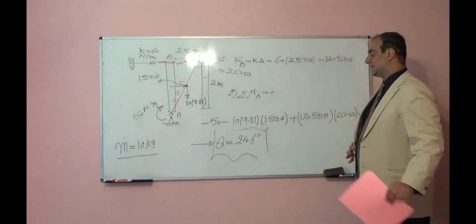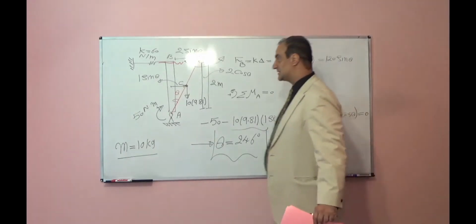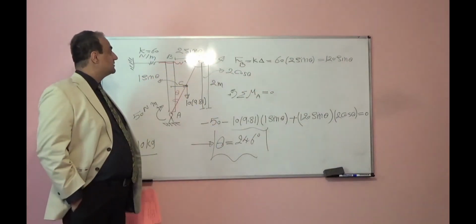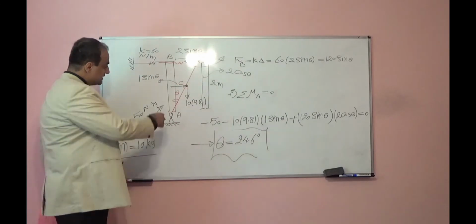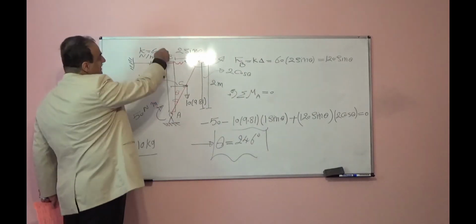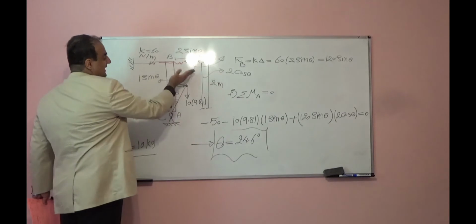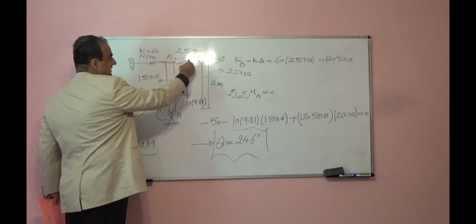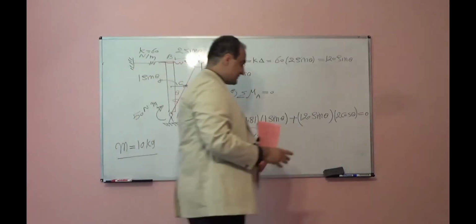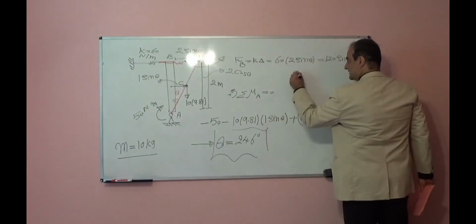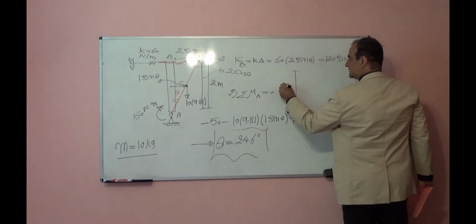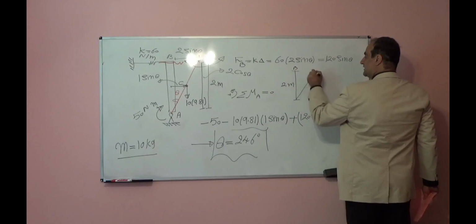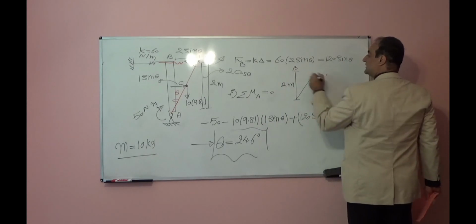So once theta is equal to 24.6 degrees, this system will be in equilibrium and we will not have any motion. Pay attention, initially this length or this height is 2 meters. But after deformation, this point B will move in the horizontal direction and vertical direction like this. If this is 2 meters, after deformation, if this is point B, we'll move to point B prime.